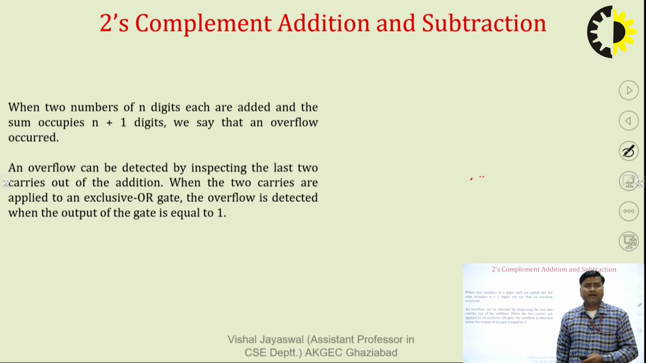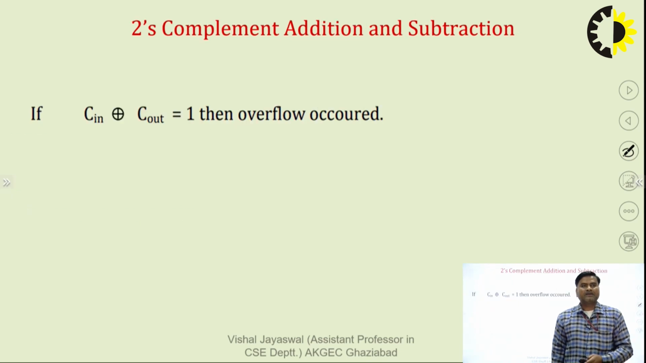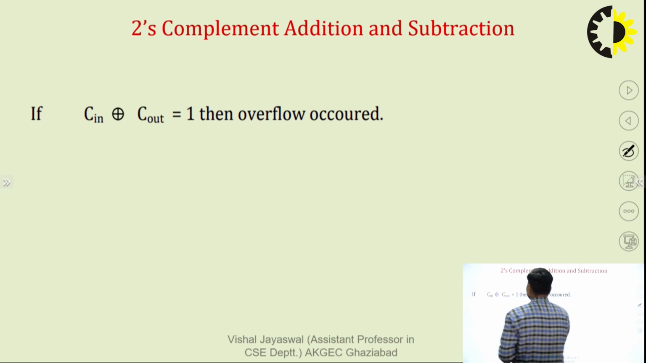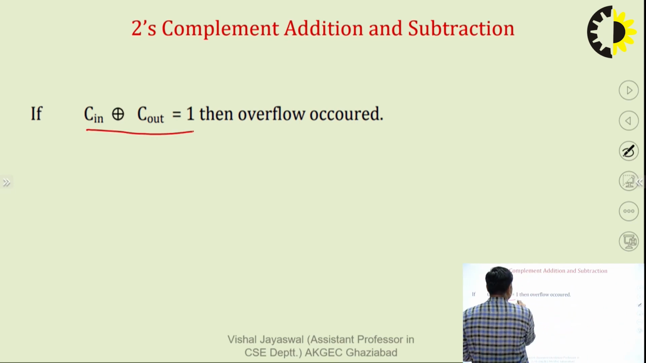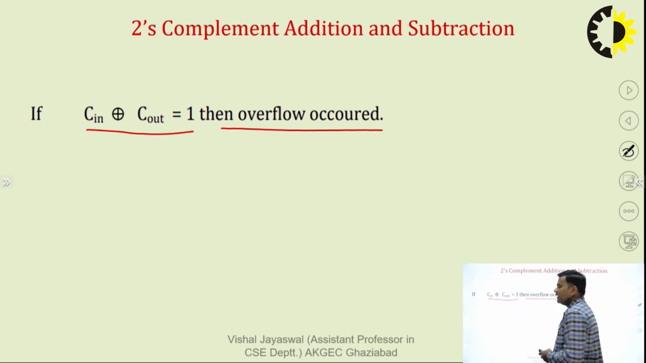And another thing is that if we add n digit numbers and the sum occupies n plus 1 digits, then we can say this is the overflow. This is the formula for overflow that we can check: C in XOR C out, C in XOR C out, that is equal to 1, then overflow occurred. We can discuss this in the example.